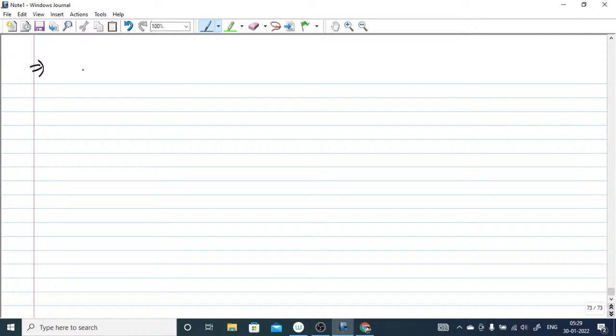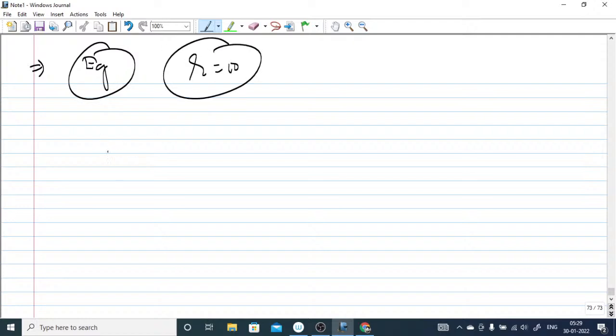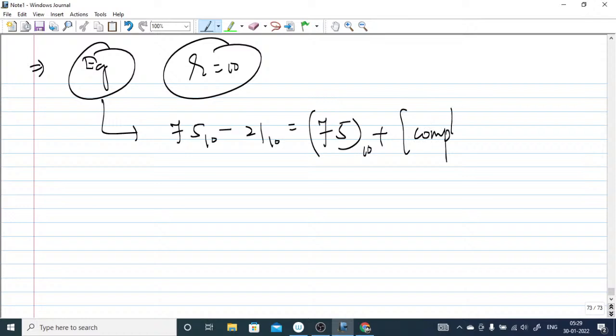So what we can do here is take an example again. Consider the decimal system, r equal to 10, and the question is like this: you have to subtract 75 minus 21. So how can you write this? As 75 base 10 plus the complement of 21. Now you don't have to call it 2's or 1's. You have to write the complement of 21. This is in base 10.